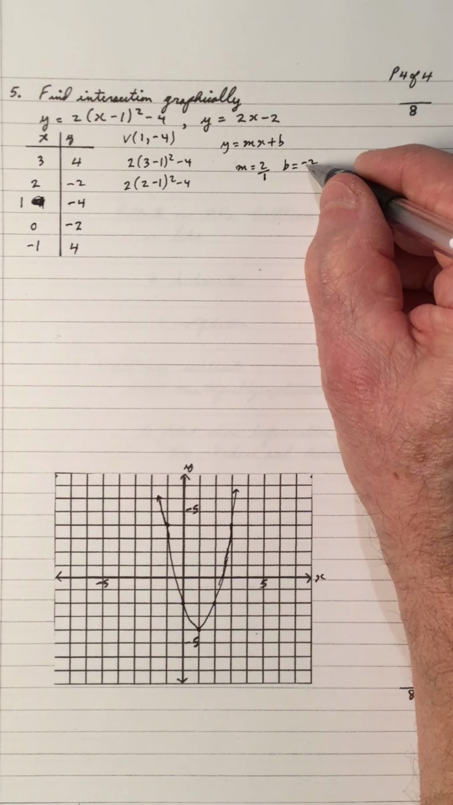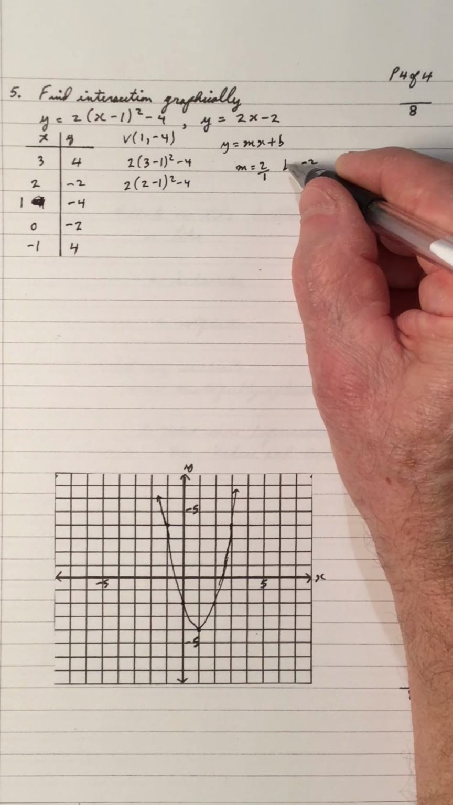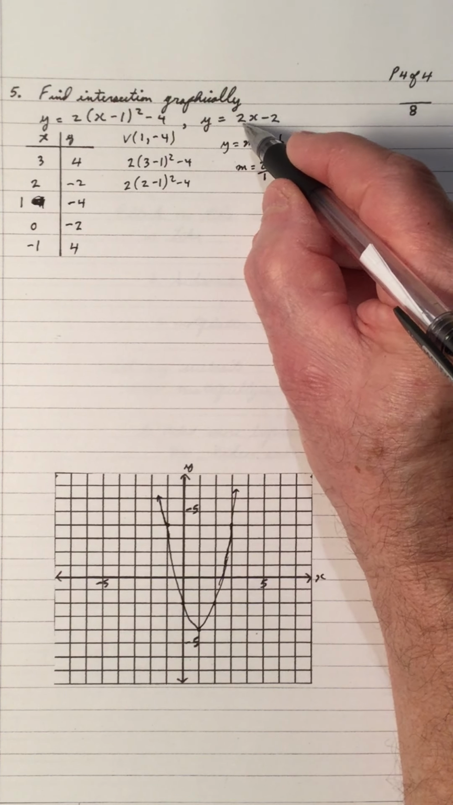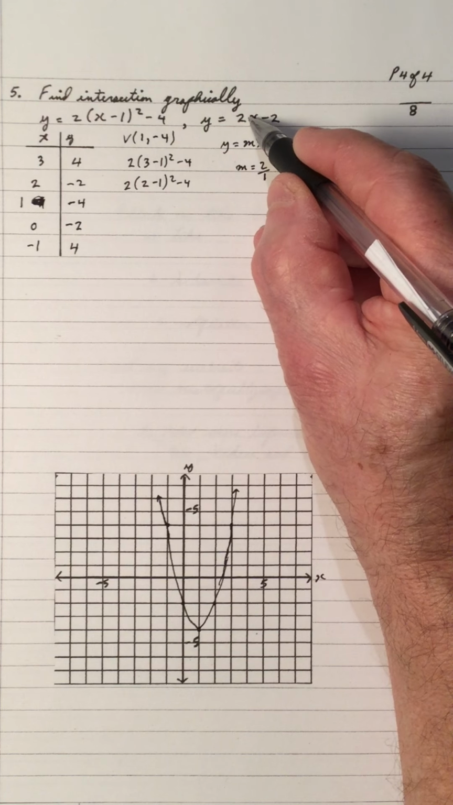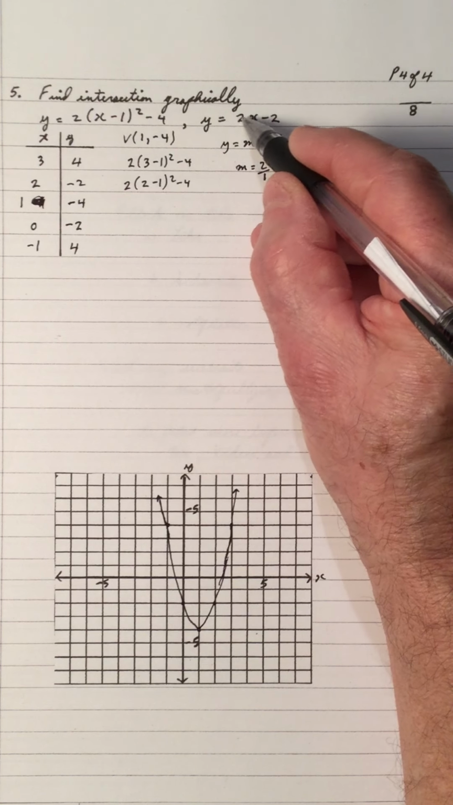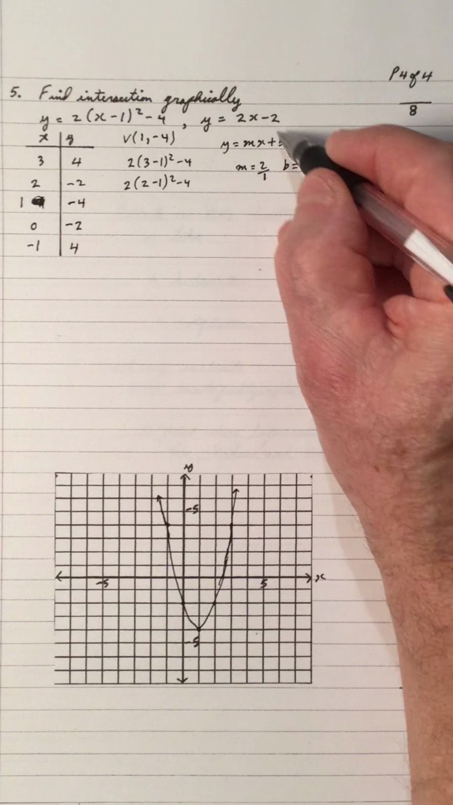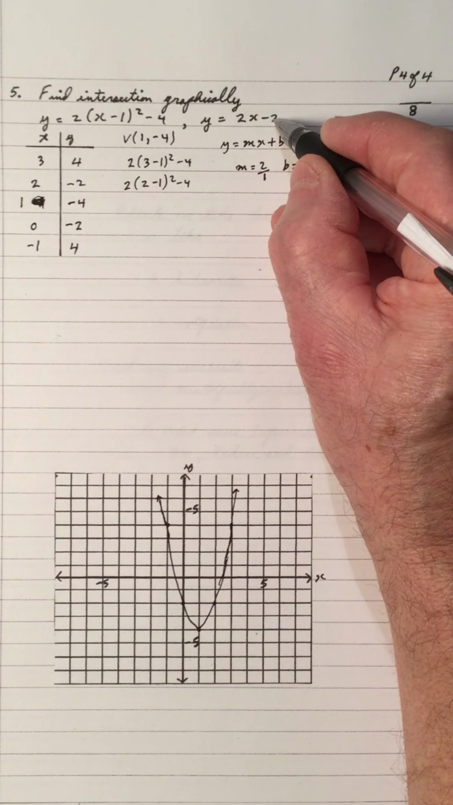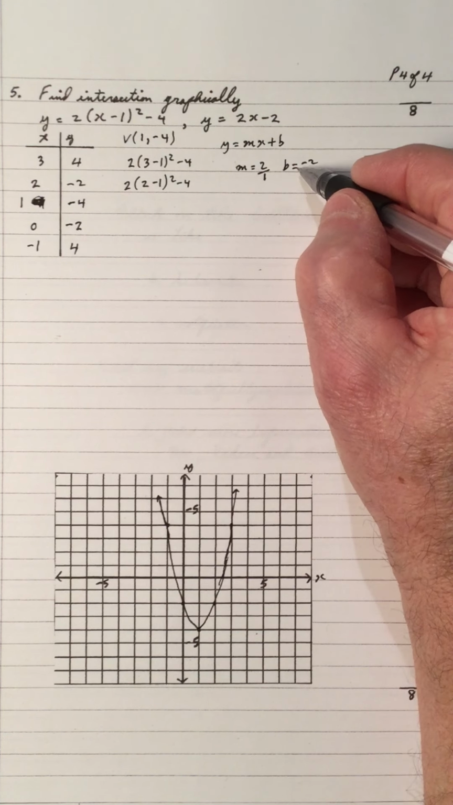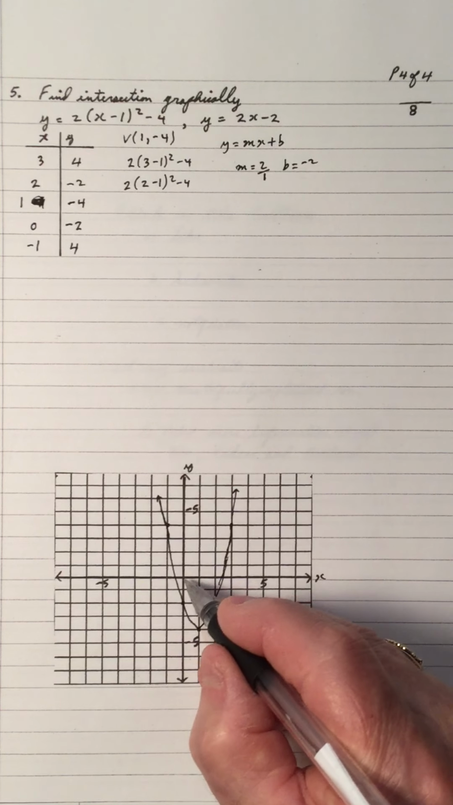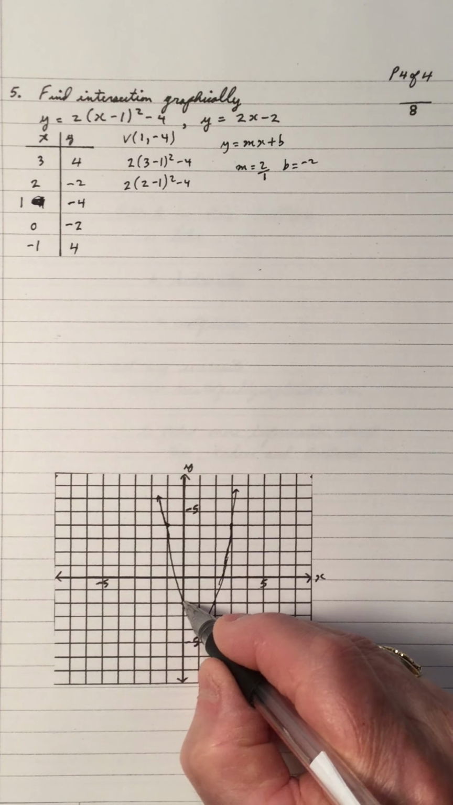So we plot the y-intercept first. B is the y-intercept. Notice if you let x equal 0 right here, 2 times 0 is 0. If x is 0, y is negative 2. That's why that's the y-intercept. So we have negative 2 for the y-intercept. X 0, y negative 2 is right there. So 0, negative 2.